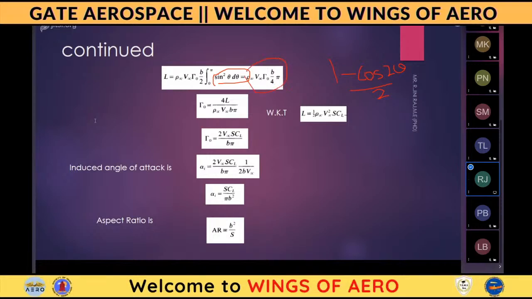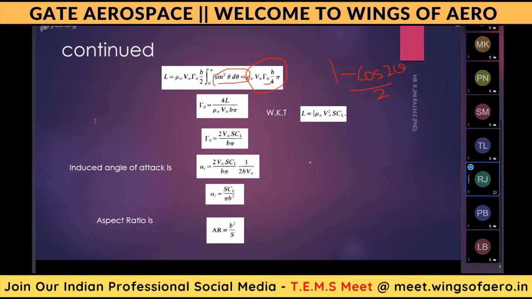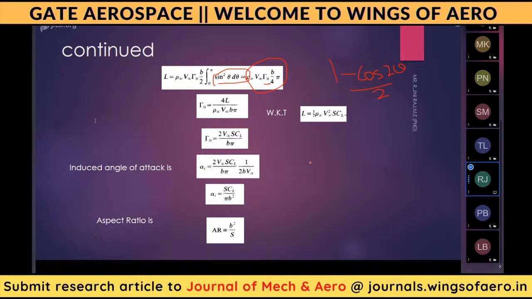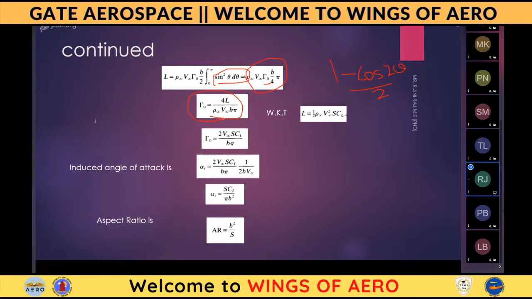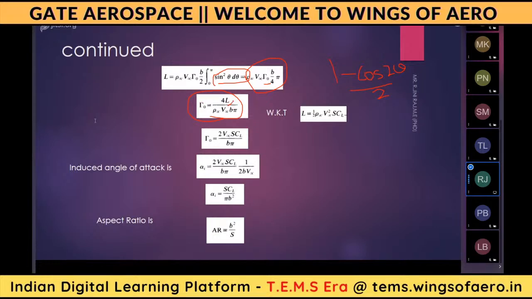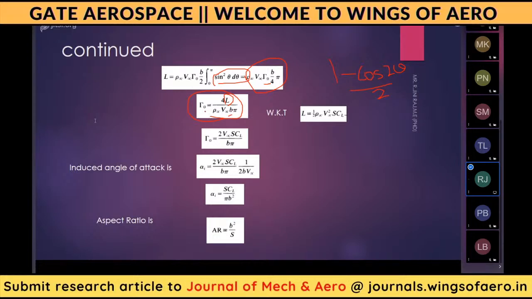So from this we can calculate the value of gamma naught. By knowing the lift value, we can easily calculate gamma naught. The circulation at the origin is equal to 4L divided by rho infinity V infinity B pi. In some problems, I've seen that they give the value for lift like 80 kilonewton, and the span is 10 meter, and ask to find the circulation at the origin, or the circulation at the tips.